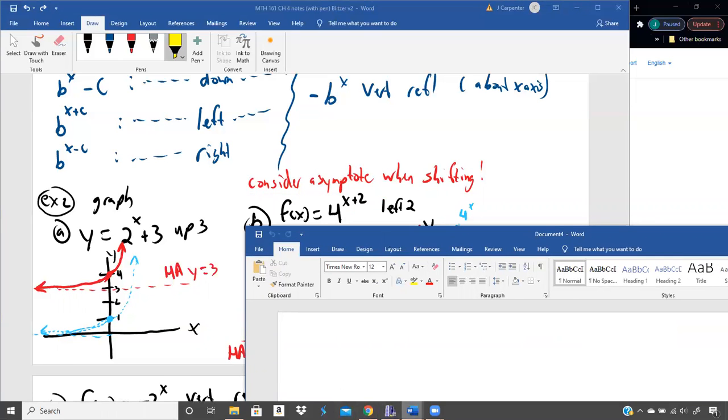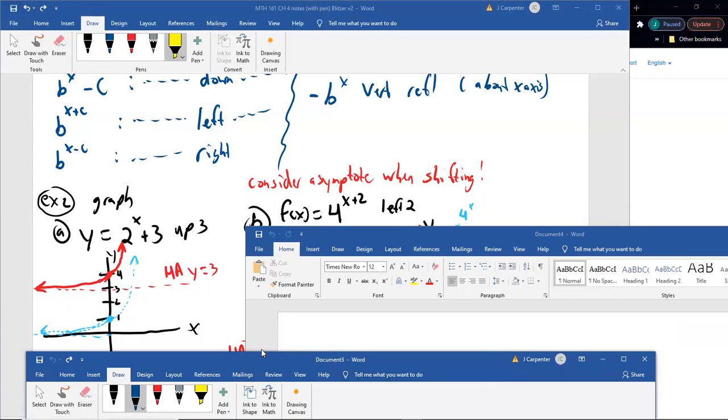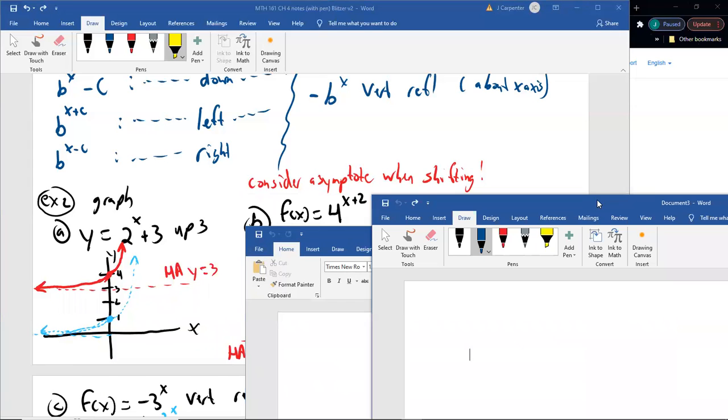And I'm showing a little bit too much. There we go. So for B, we've got f of x, and it doesn't matter if it's y equals or f of x equals, they're essentially the same thing. 4 to the x plus 2. Oh, well, this base is 4 instead of 2, so that completely changes the game, right? No, it doesn't. It's bigger than 1, it's exponential growth. So we're just going to draw this same shape again.